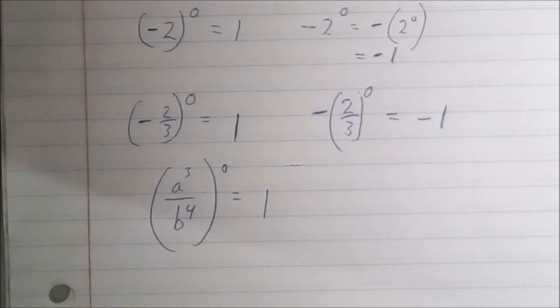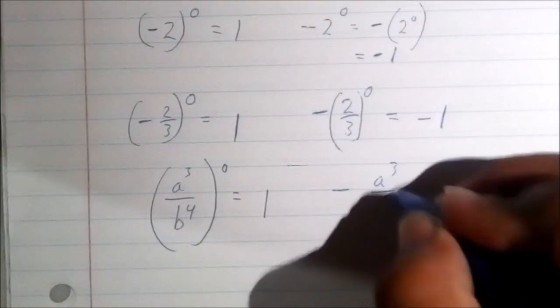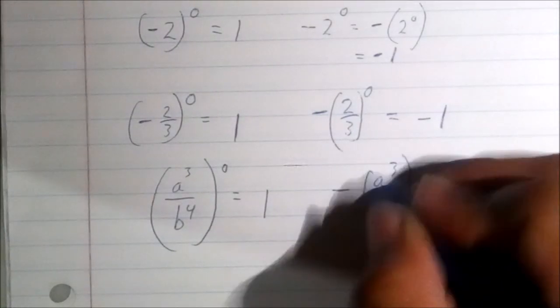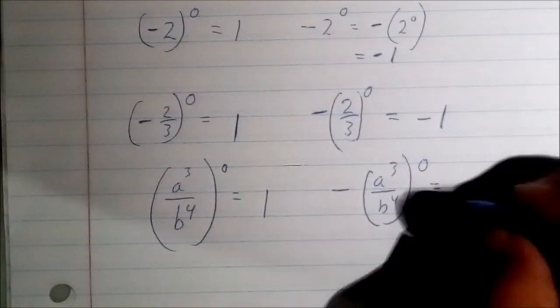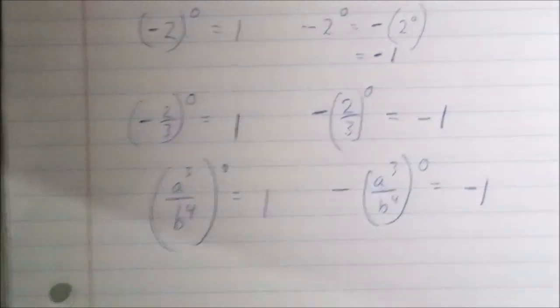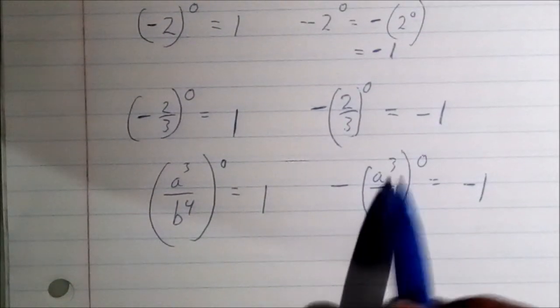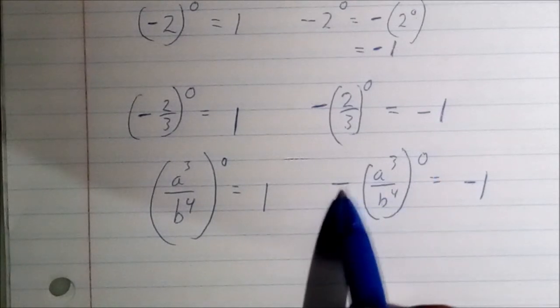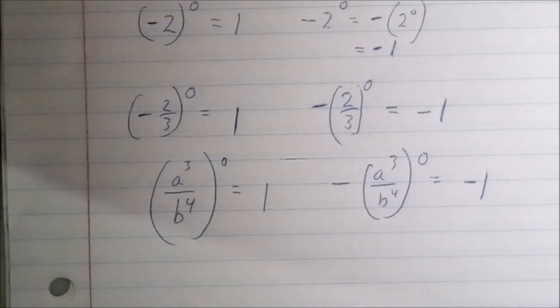Excellent. So if I have now negative, open bracket, a cubed b to the 4th, close bracket, to the 0 power, that is now negative 1. So in this case, the base is actually to a 0 power, not the negative. So therefore, when you solve this, you get negative 1. So remember, anything to a 0 power is always 1, with the negative sign in front staying negative.